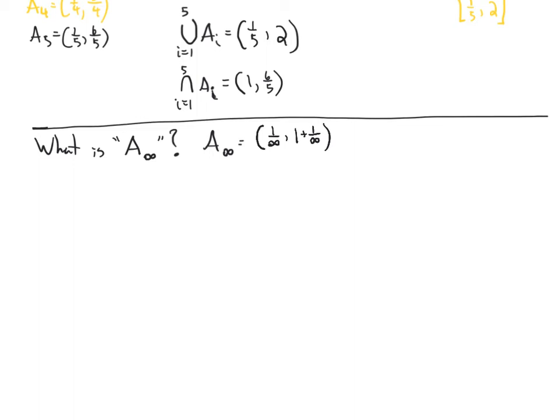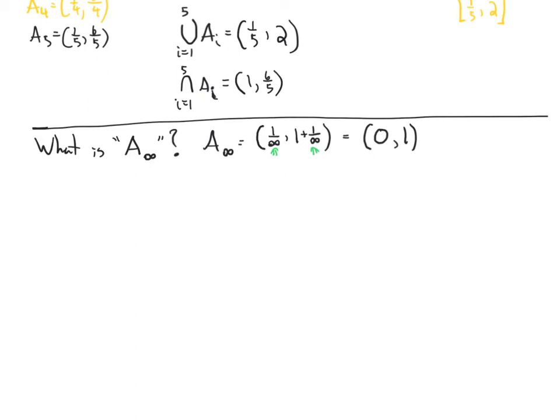So what is that? Well, 1 over infinity, you can check if you plug in really big denominators, the numbers get really small. So if our denominator is big, our number is small. So this goes to 0. 1 over infinity is basically 0. And then we have 1 plus 1 over infinity, so that's 1 plus 0, which is 1.